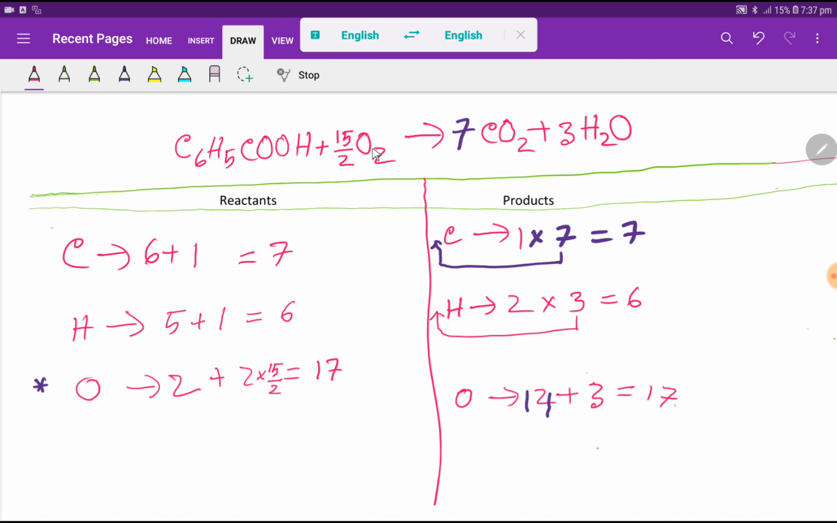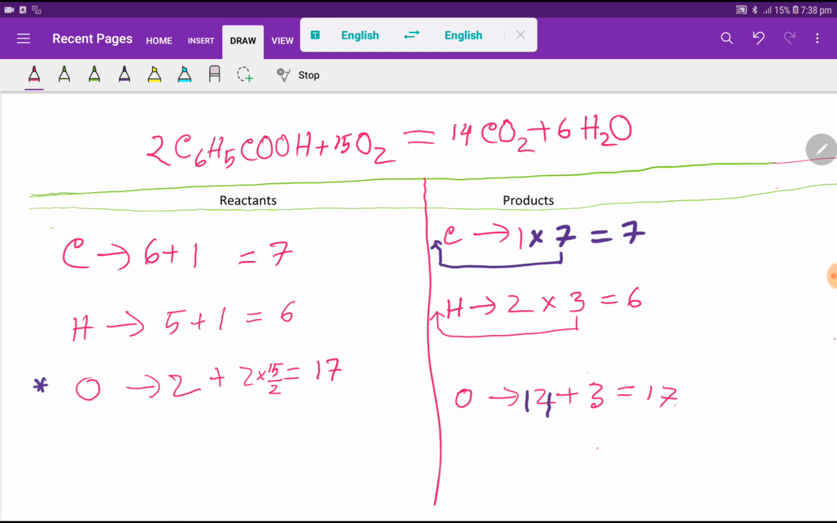And to remove this fraction, we can multiply by 2. So if I multiply by 2, here we have to put 2, then here if I multiply by 2, we'll get just 15. So I will get here 7 times 2, that is 14, and 3 times 2, that is 6. So look, now this is a whole number, right? 15. At last you can change this arrow sign to an equal sign for the balanced equation.